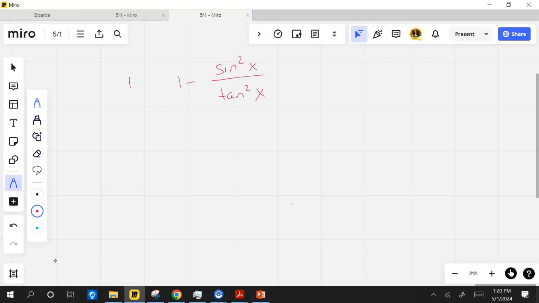Oh, sine over cosine. So tangent could become sine squared over cosine squared. And so then I think, okay, instead of dividing by a fraction, I'm going to multiply by its reciprocal, right? So I've got sine squared times, and I'm going to flip this over.